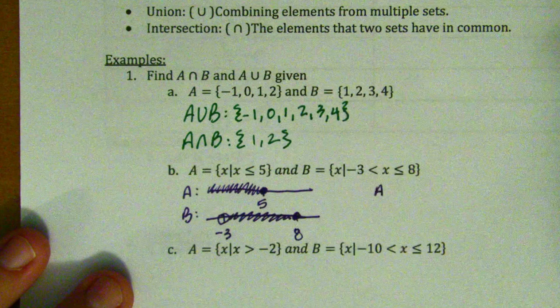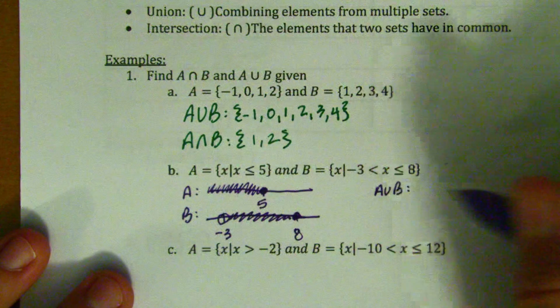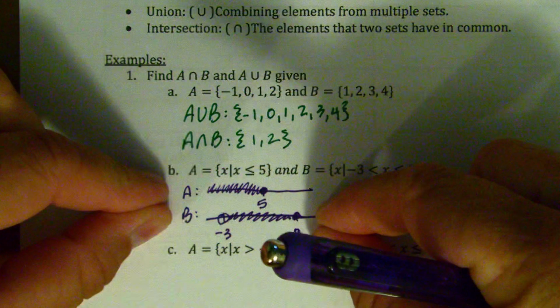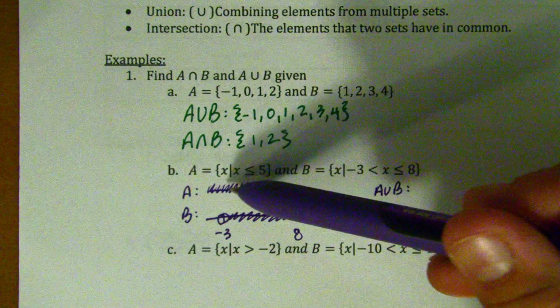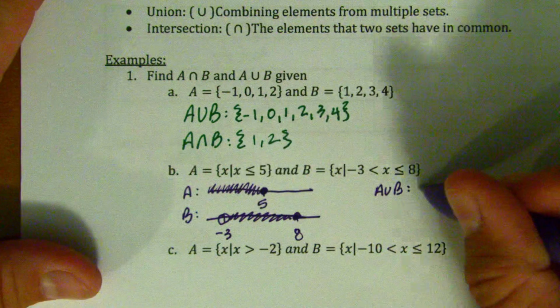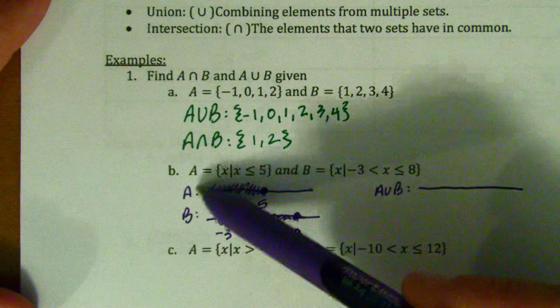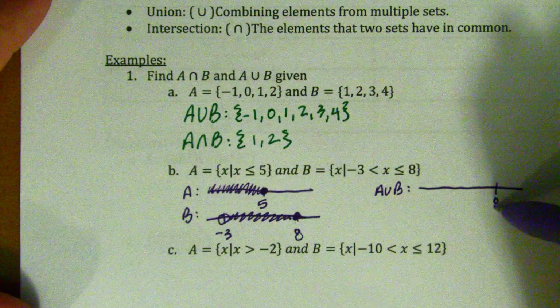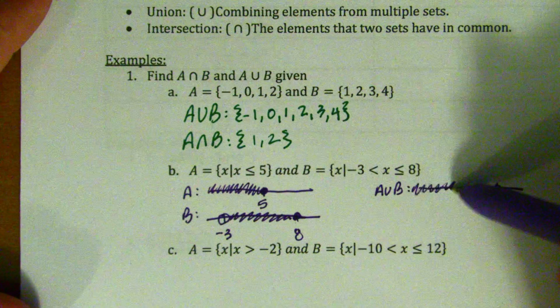If I want the union, A union B, that would be like squishing these two together. Wherever it's shaded, if it's overlapped or just shaded on one of them, that doesn't matter. If you imagine squishing these two number lines together, it would be shaded everywhere to 8. That would be a closed dot at 8, and everything less than 8.